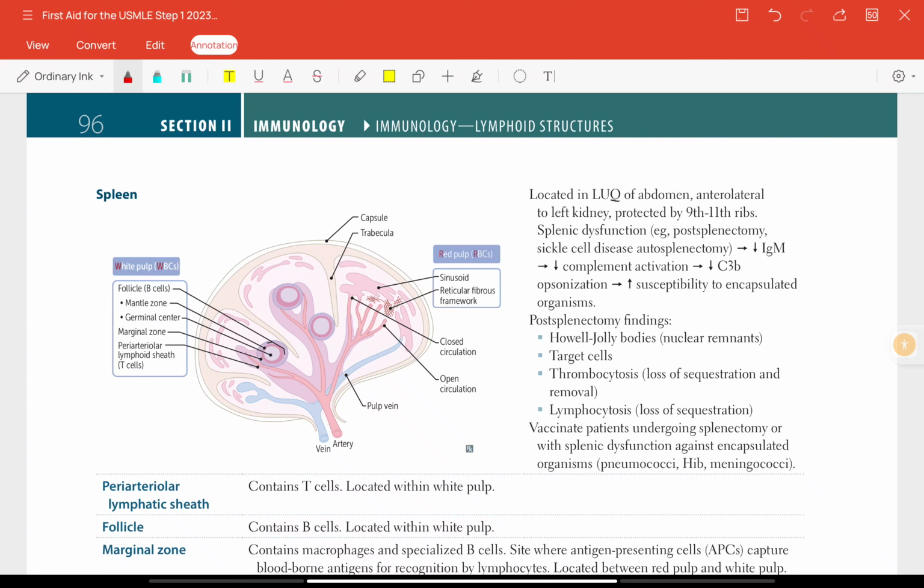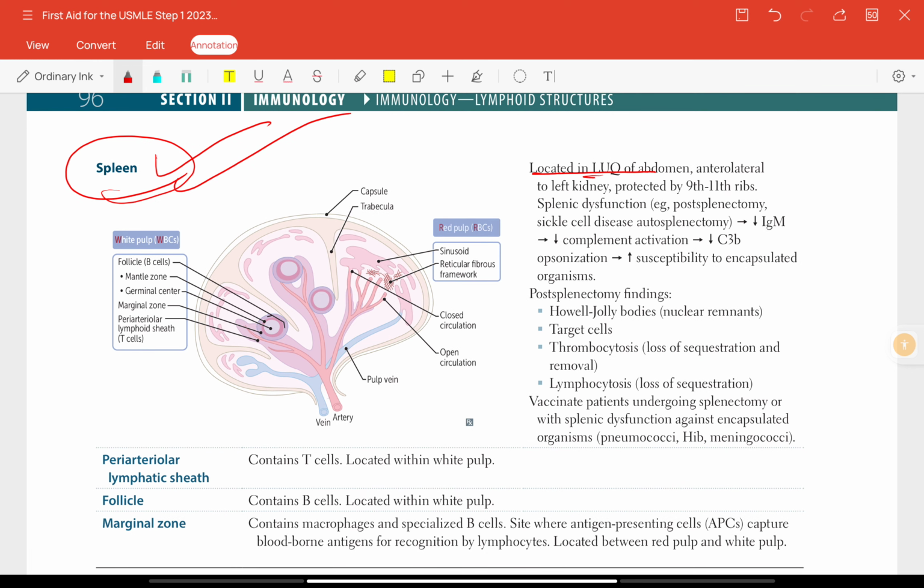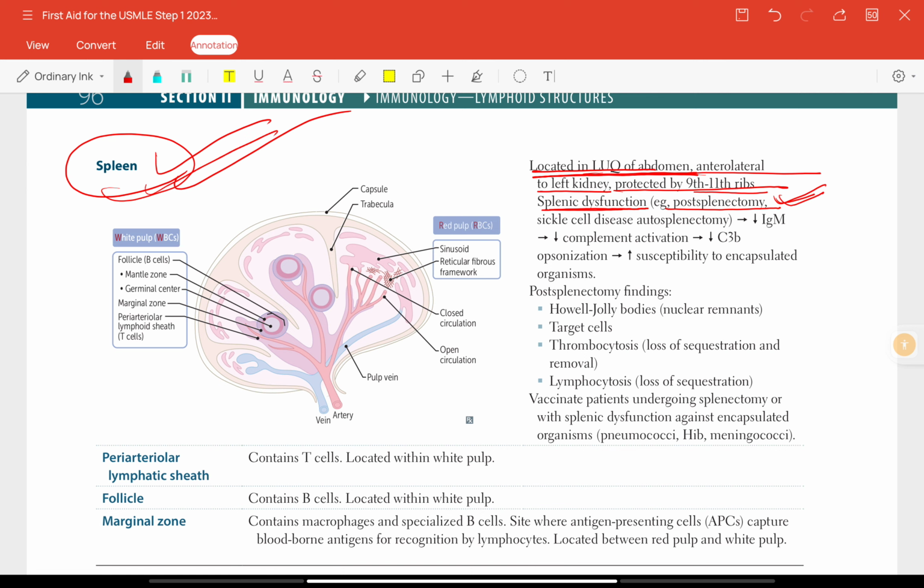Now moving to the next page, talking about the spleen. The spleen is located in the left upper quadrant of the abdomen, anterolateral to the left kidney, protected by the 9th to 11th ribs. Splenic dysfunction, or post-splenectomy, we will talk about later. Let us first talk about the structure of the spleen.